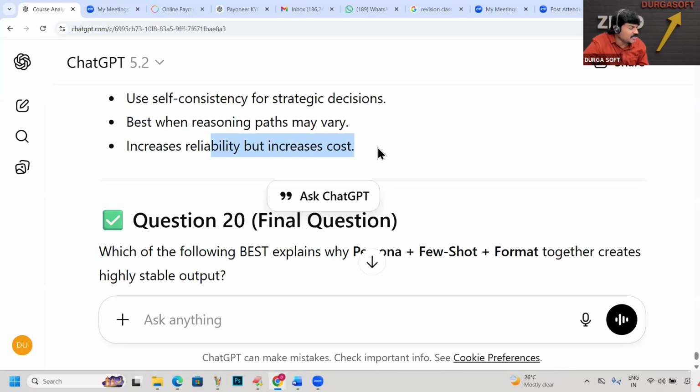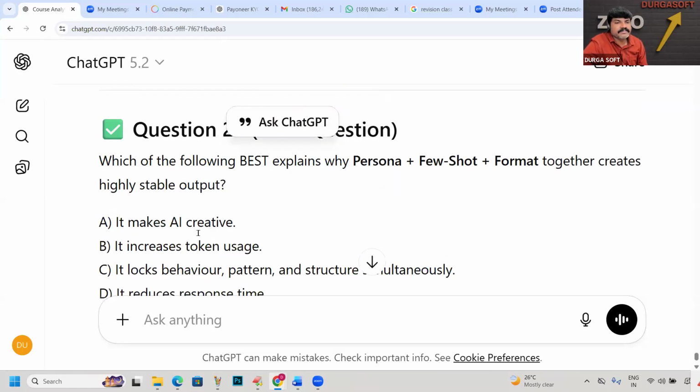Why is it going to increase the cost? Because the prompt is generated 3 times, sir. First it has to generate 3 answers, and then the common repeated things are required to be considered. Obviously the length of the output is going to increase.